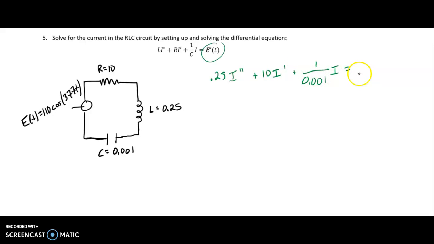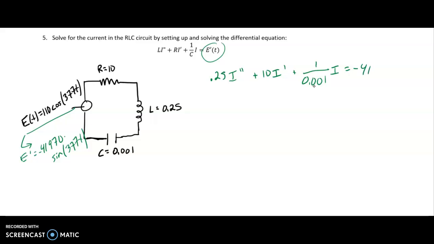Notice we got E prime of t, so I need to take the derivative of this. So E prime of t is equal to, I'm going to multiply 110 by 377. That gives me 41970. The derivative of cosine is negative, so there's a negative out here. And then it's times sine of, and the original piece stays because that's some chain rule, 377t. So that's what's going to go over on this right side.